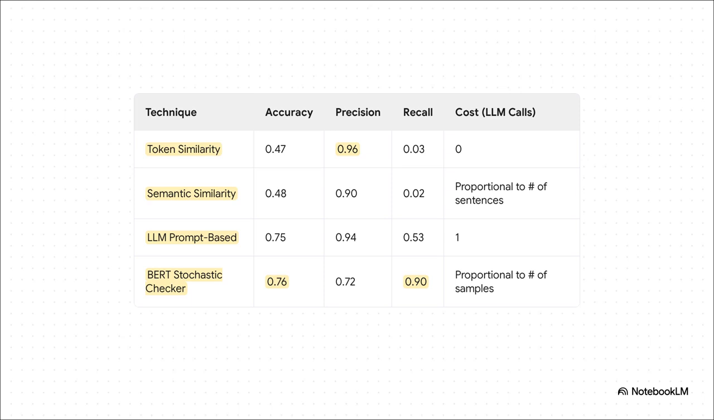Think of it like a toolbox. You've got token similarity over on one end. It's super fast, basically free, but it misses a ton. See, it's got high precision, which means when it does flag something, it's usually right, but it has crazy low recall, meaning it's only finding a tiny fraction of the actual errors. Then on the other end, you have something like this advanced BERT checker. It has the best overall accuracy and it finds almost everything, but yeah, it's going to cost you more to run. There's no one perfect tool. It's all about picking the right one for the job.